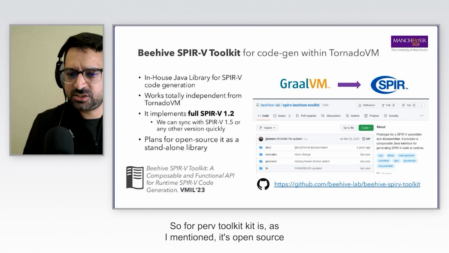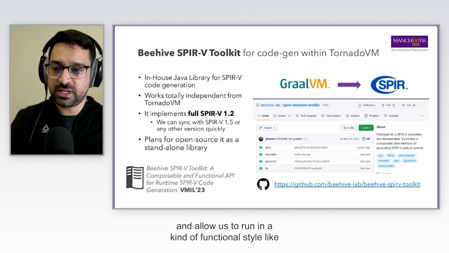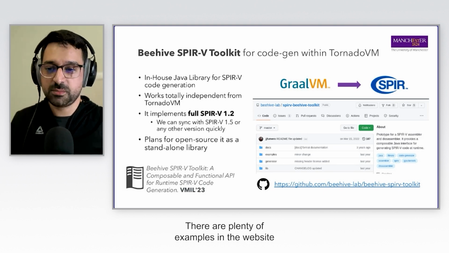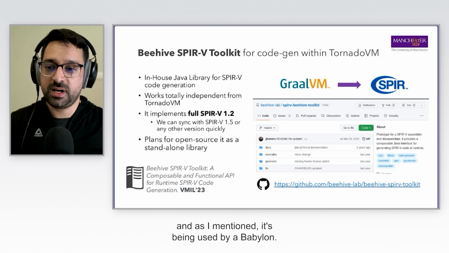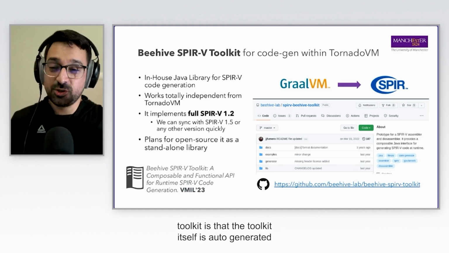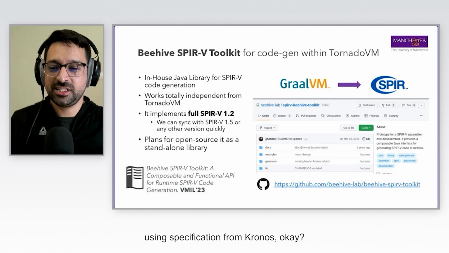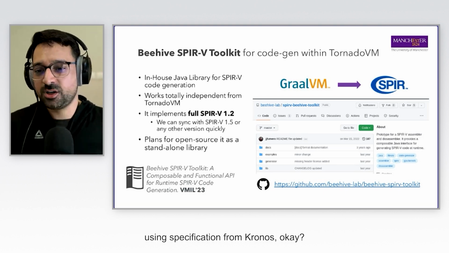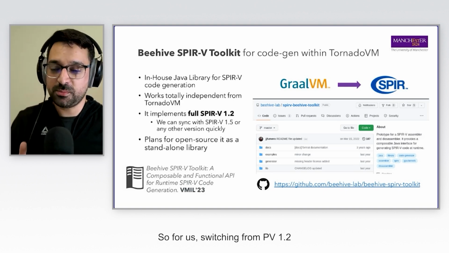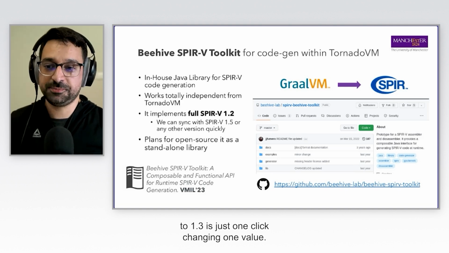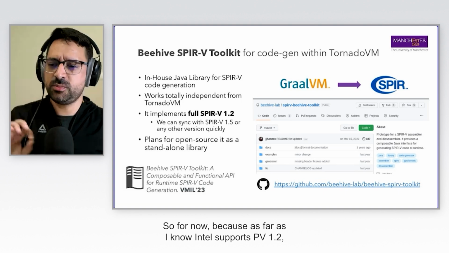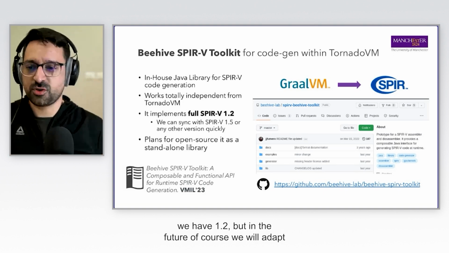So the SPIR-V toolkit, as I mentioned, is open source and allows us to run SPIR-V kernels in a kind of functional style. There are plenty of examples on the website, and as I mentioned, it's being used by the Babylon project. We have a paper, and the interesting thing about this toolkit is that the toolkit itself is auto-generated using the specification from Khronos, the SPIR-V specification. So for us, switching from SPIR-V 1.2 to 1.3 is just one click, changing one value. In fact, we have done this experiment. For now, because as far as I know Intel supports SPIR-V 1.2, we have 1.2. But in the future, of course, we will adapt.